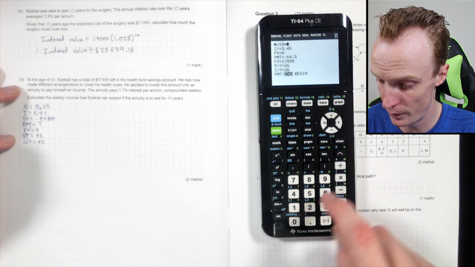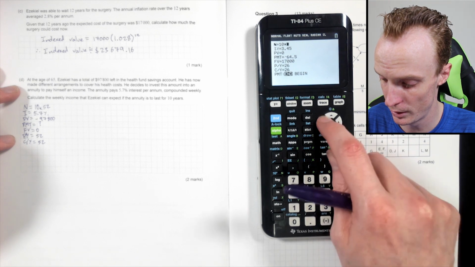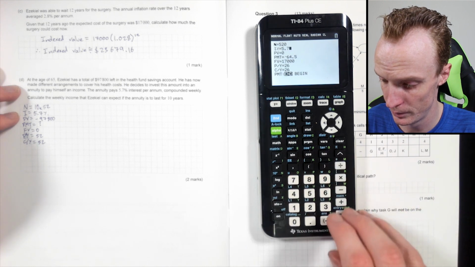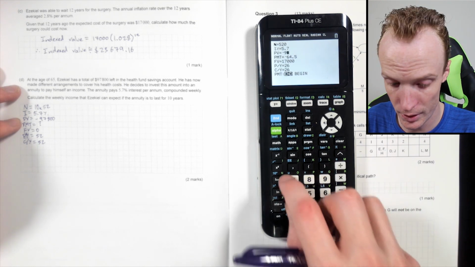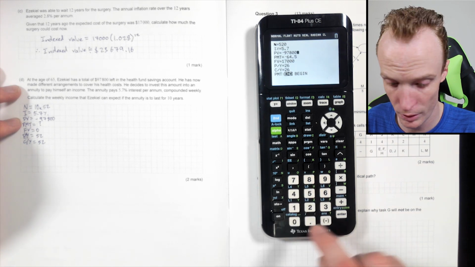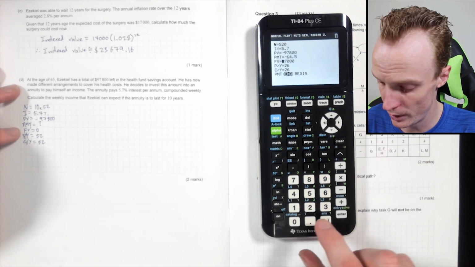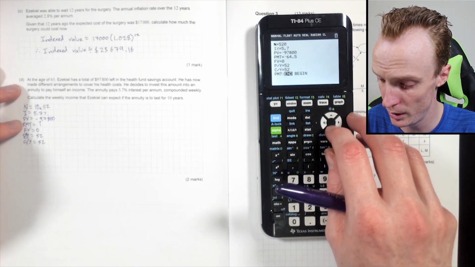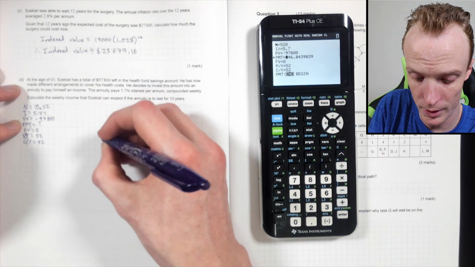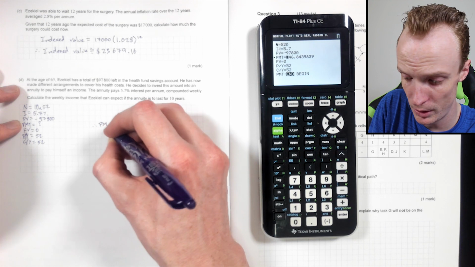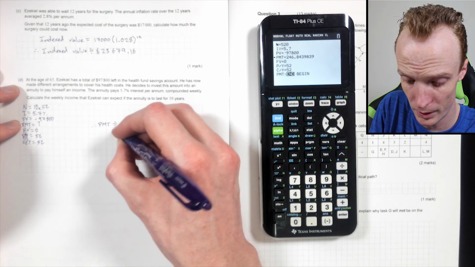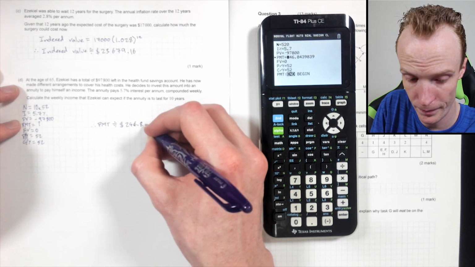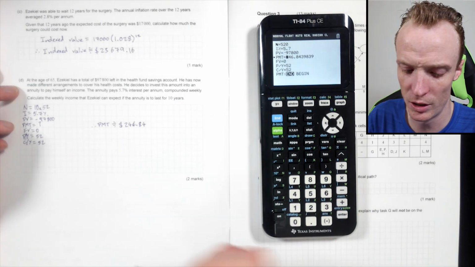So 10 by 52. Type 5.7. Present value negative 97,800. Future value of 0. 52, 52, and we're after the PMT. So we can see that PMT is approximately 246.84. And generally with these sorts of questions, I just interpret at the end.